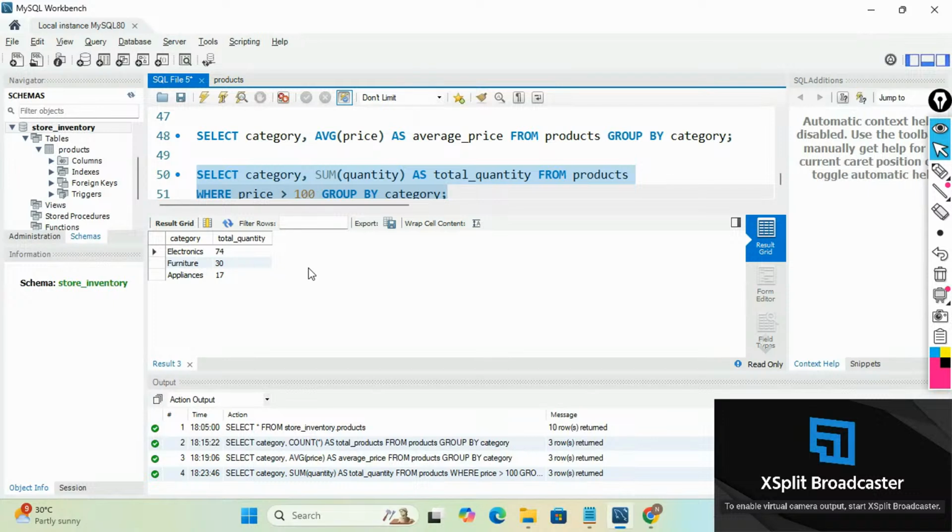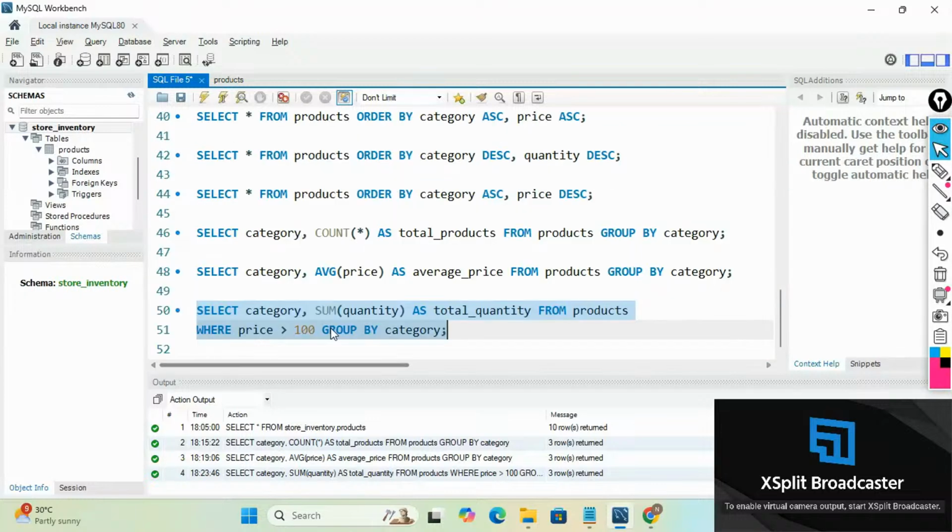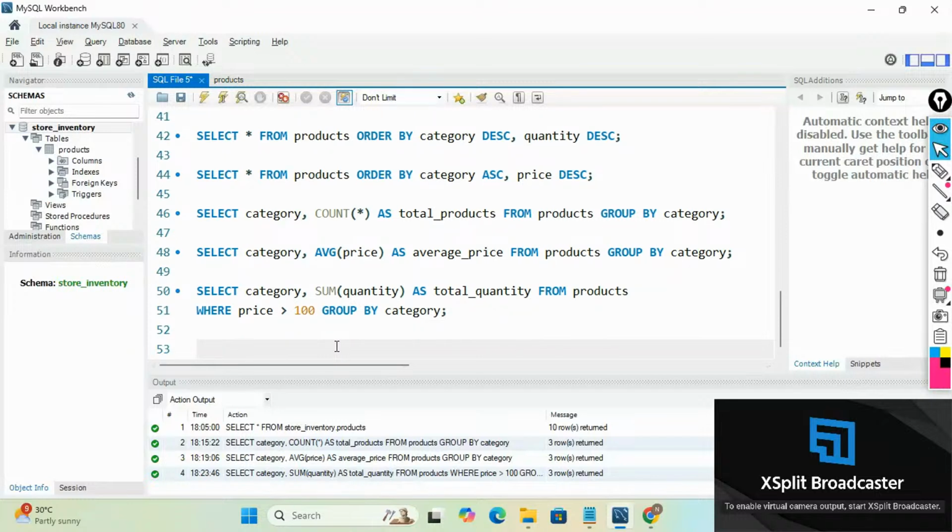The number of categories is 3. And the quantity for each and every category is also summed up. Clear? So very simple, friends. It's not that tough, and it's not a big query. We need not take much time.